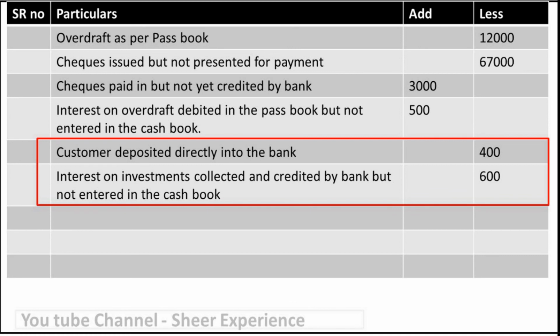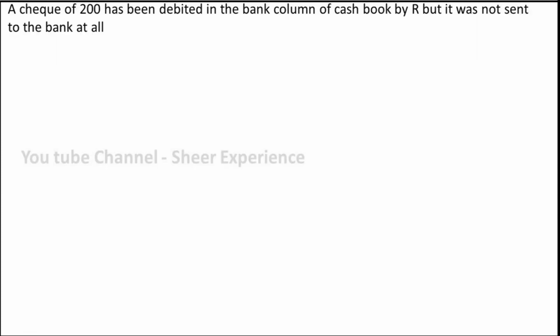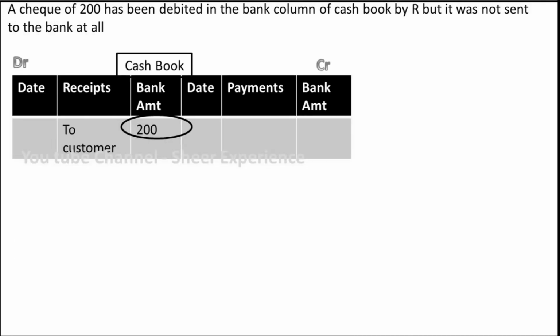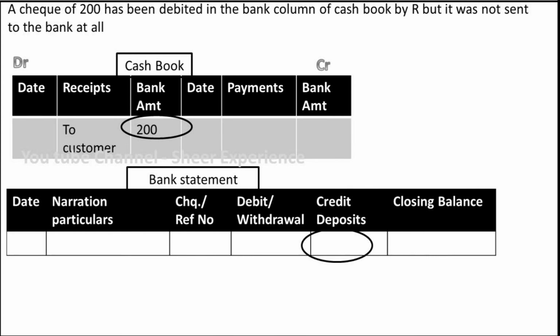Our last transaction is: a check of 200 has been debited in the bank column of the cash book by R, but it was not sent to the bank at all. A check debited in the cash book means they are talking about the receipt check. We mention all receipt amounts on the debit side of the cash book. The transaction states the check amount was mentioned in the debit side of the cash book, but not sent to the bank. That means we have not sent it to the bank for collection. So in the passbook there is no entry related to this transaction.